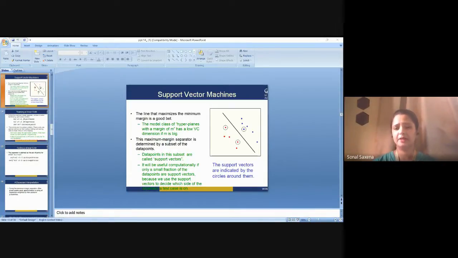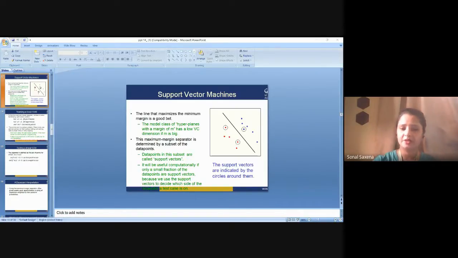So the hyperplanes in the higher dimensional space are defined as the set of points whose dot product with a vector in that space is constant, where such a set of vectors is an orthogonal, and thus minimal, set of vectors that defines a hyperplane. So the vectors defining the hyperplanes can be chosen to be linear combinations with parameters alpha_i of images of feature vectors x_i that occur in the database.